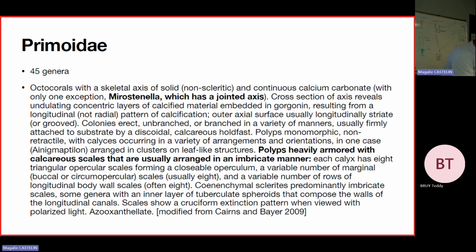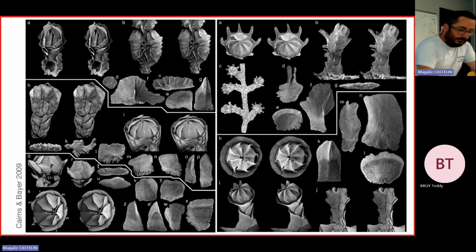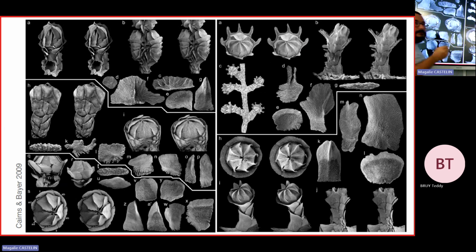So this is a primnoid, the genus Calyptrophora, with its ophiuroid associates. And when you look at the polyps, you can see these plates of armor that I talked about. So this is the skeletal axis, and you can see all these plates. The entirety of the polyp is protected by these sclerites.